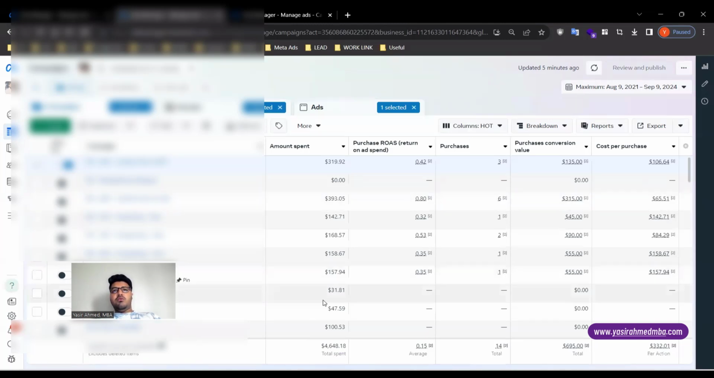Just a quick overview: we spent around $4,600. Our ROAS is pretty bad right now. The total purchase value was $6,695, and the cost per purchase was extremely high. It went up to $332, which is insane, because the average product costs at least $45. So that was another reason we were not that successful over here.